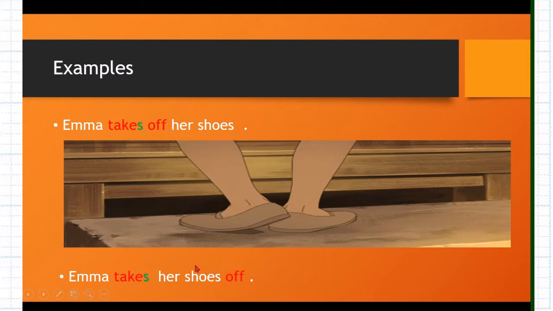So let's compare the two sentences here. Emma takes off her shoes. If I ask you, can you find what is the direct object? Emma takes off what? Her shoes. So it comes after the second part of the phrasal verb, or we can put it immediately after the verb. Both are correct. Emma takes off her shoes, or Emma takes her shoes off.